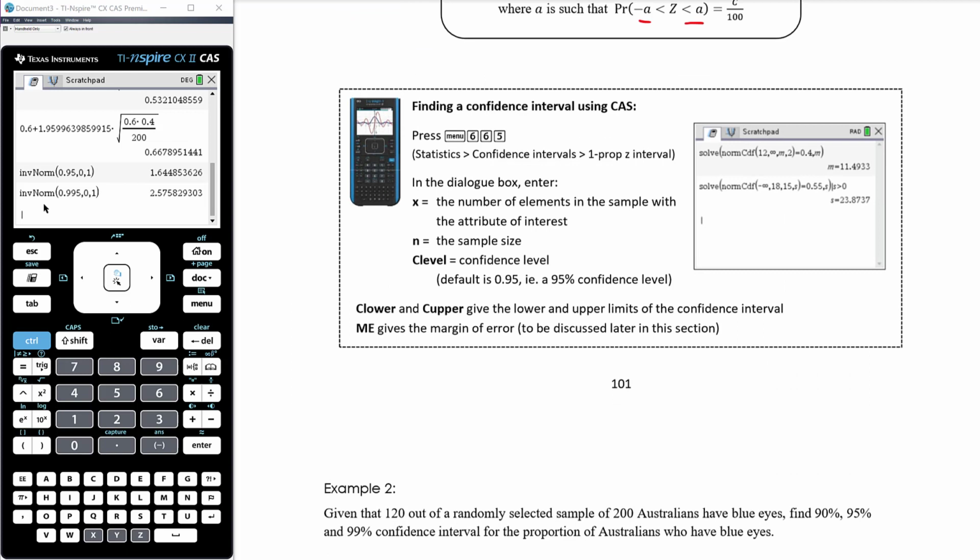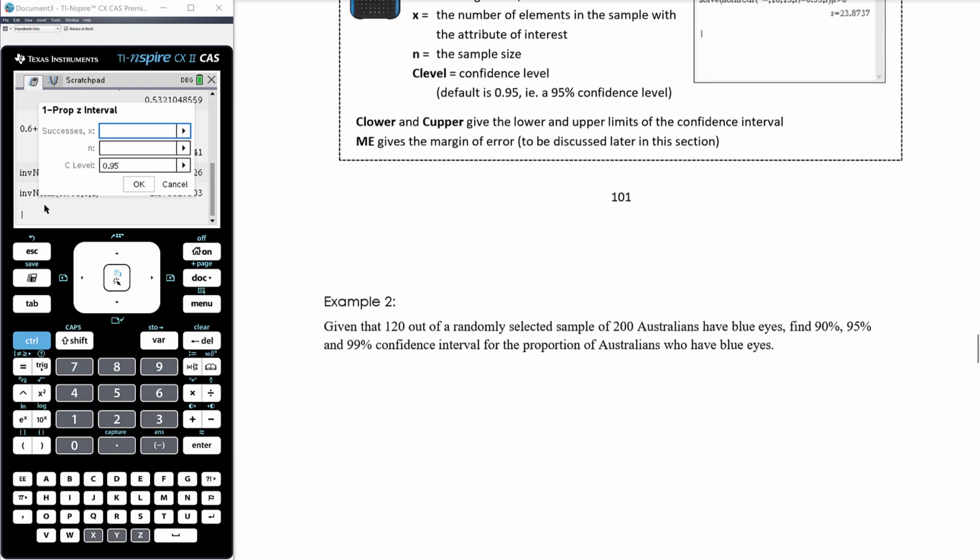if we go to menu 665, okay, now we know we need N and P hat, but the CAS actually asks us for different information. It asks us for the number of successes and N. So the size of the sample and the number of times within that sample you're seeing the characteristic. So actually it's even easier. This 120 and this 200 is what we need for our CAS's confidence interval.